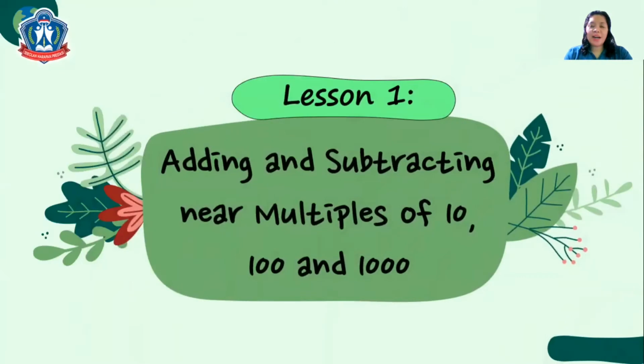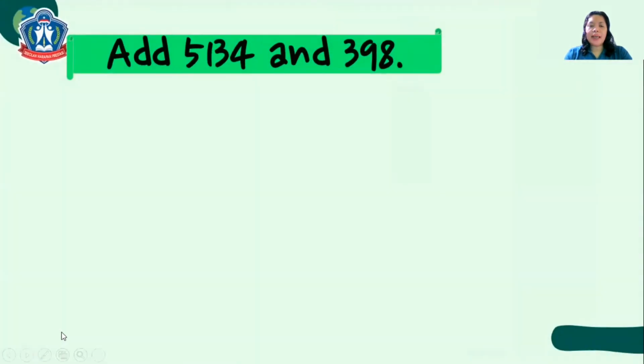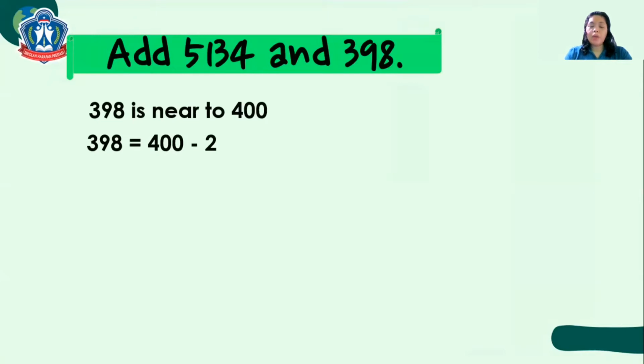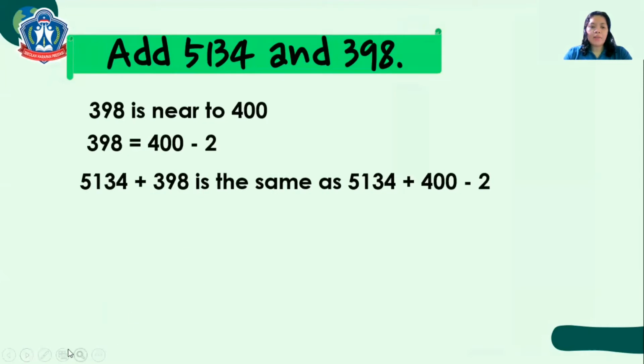Let's start with lesson 1, adding and subtracting near multiples of 10, 100, and 1000. Let's have our first example. Let's add 5,134 plus 398. 398 is near to 400, so we can use 400 instead of 398, but we will subtract 2. Then we can add like this: 5,134 plus 400 minus 2. Why do we need to subtract 2? Because we only need 398.